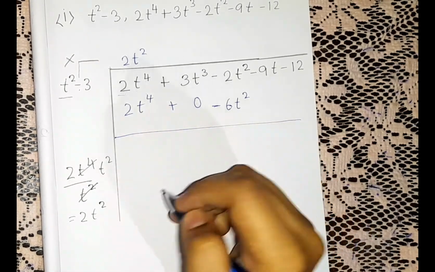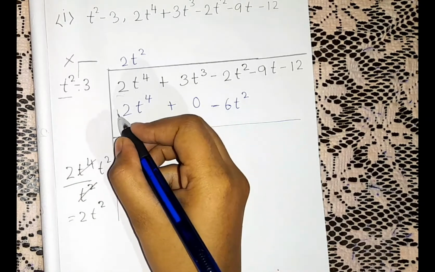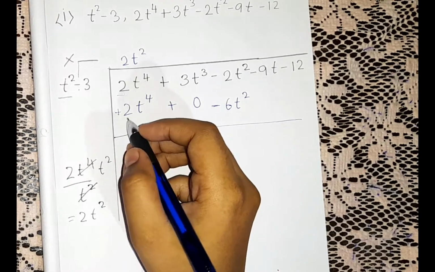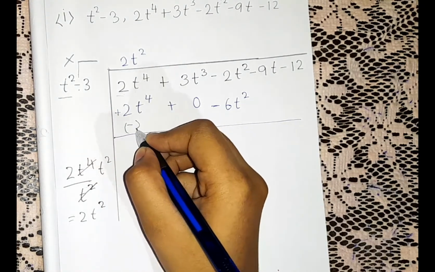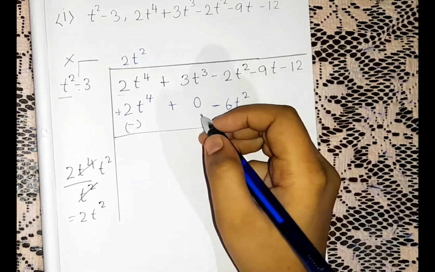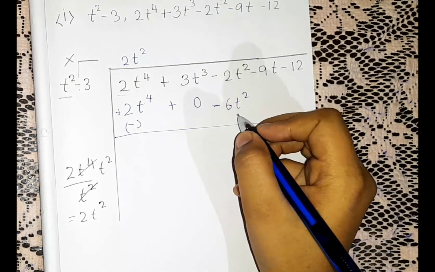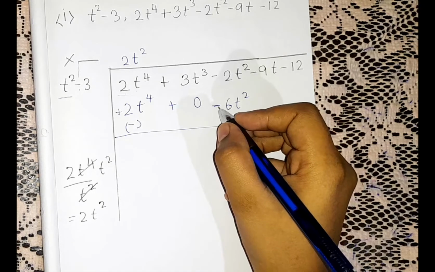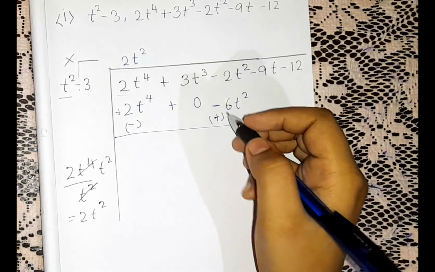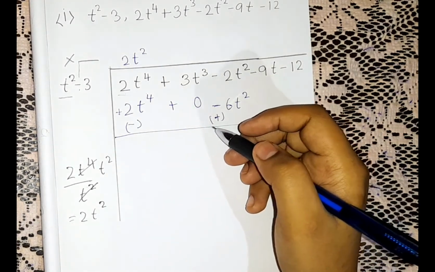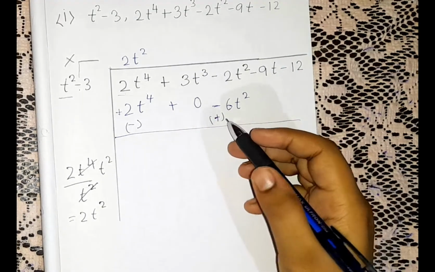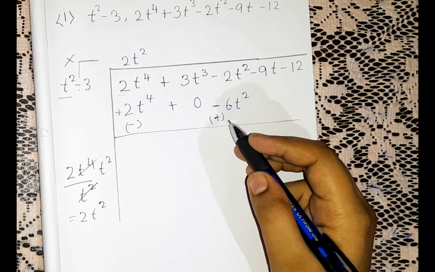So now we are going to be changing the signs. So here we have plus, so plus 2t power 4, am I right? So when we just convert it, plus converts into minus. Okay, so it is minus, and here 0, it doesn't have a proper sign, so no need to care about the 0. So here we have minus 6t square, so minus converts into plus. Okay, so we should convert plus to minus and minus to plus. So as you guys can see, now the 2t power 4 has a new sign, that is minus, and here minus 6t square has a new sign, that is plus.